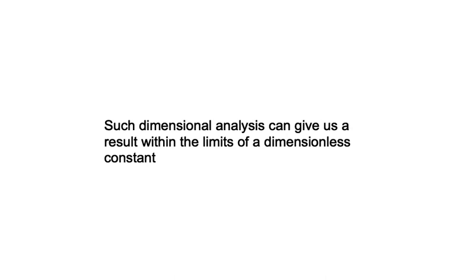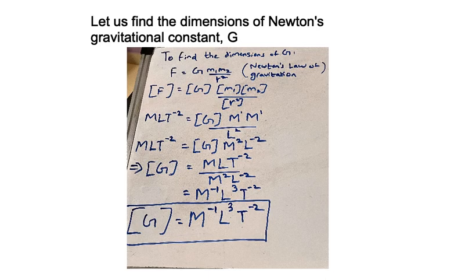Now let's look at the second example. Now this is a very pedantic kind of example where we are trying to find the dimensions of Newton's gravitational constant G. So F equals G m1 m2 by r square is something that you will learn later on in mechanics if you're not already familiar with this. This is Newton's law of gravitation.